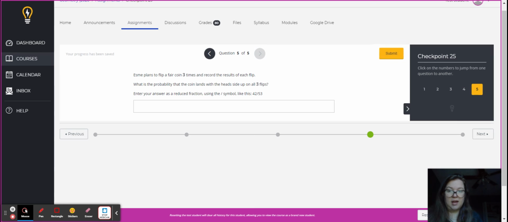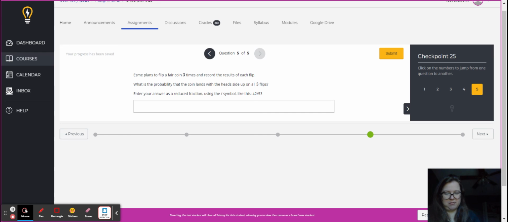And then Esme plans to flip a fair coin 3 times and records the results of each flip. What is the probability that the coin lands on the heads upside on all 3 flips? So that'll be 1/2 multiplied by itself 3 times. So if you can't do that in your head, it's normal. You're normal. Okay.